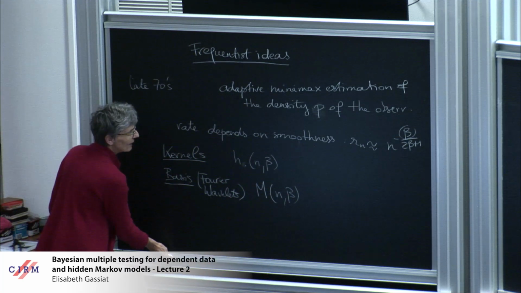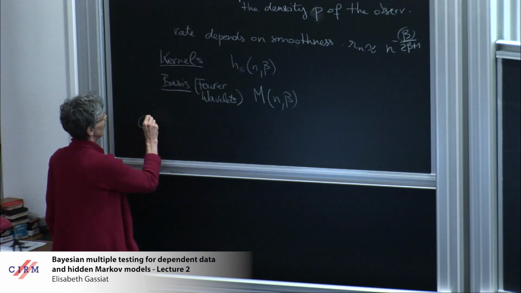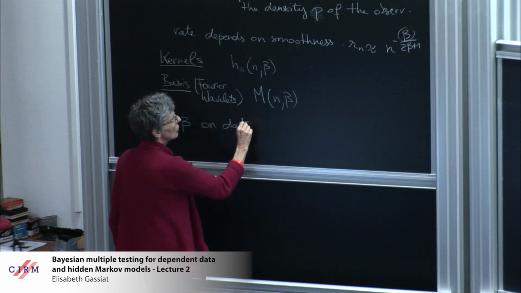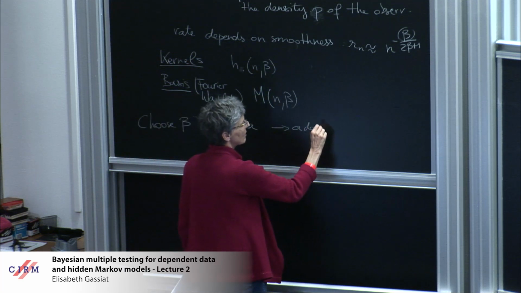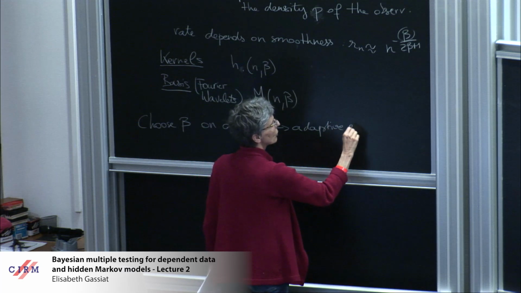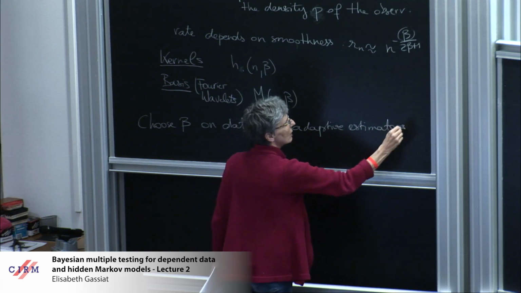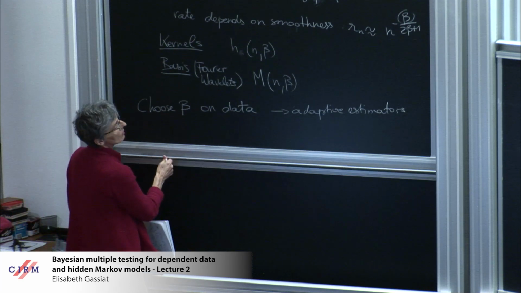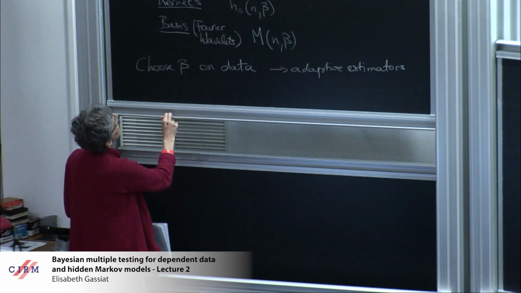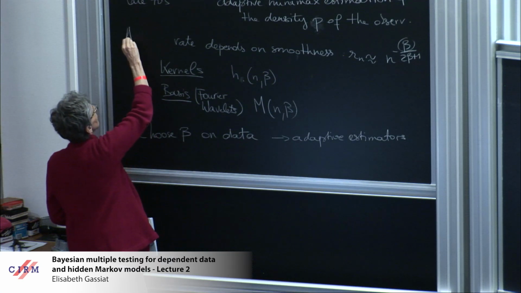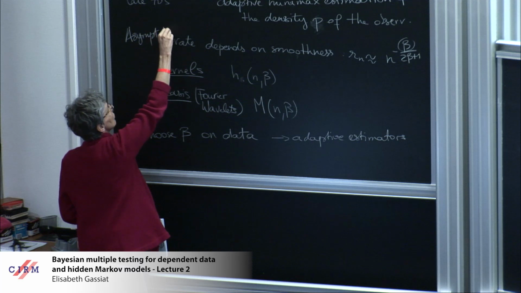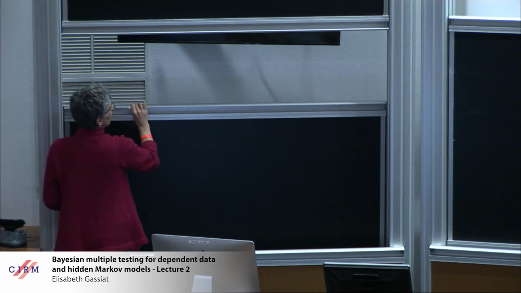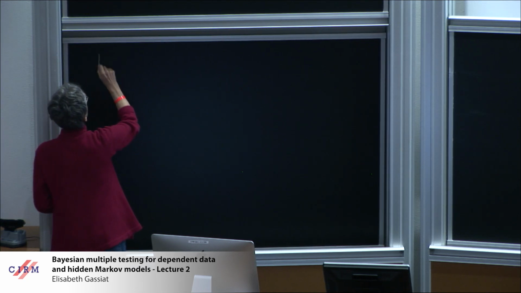And the main thing was to understand how to be able to choose beta on data to get adaptive estimators, for which the rates stay true whatever the smoothness beta of your density is. And then, a bit later, since those were mainly asymptotics, started the model selection story, in which you try to do things non-asymptotically.